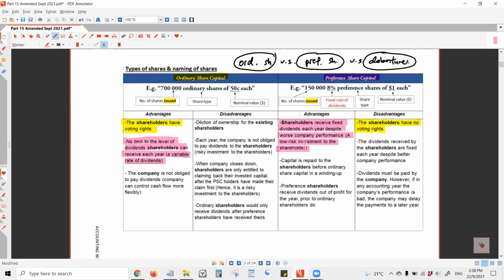So if a question asks you for the difference between ordinary share and preference share, this is a good point to write. Very easy to write. Ordinary shareholders receive a variable rate of dividend. On the other hand, preference shareholders receive fixed dividends. Voting rights is also something very easy to write. Ordinary shareholders have voting rights. Preference shareholders don't have voting rights.